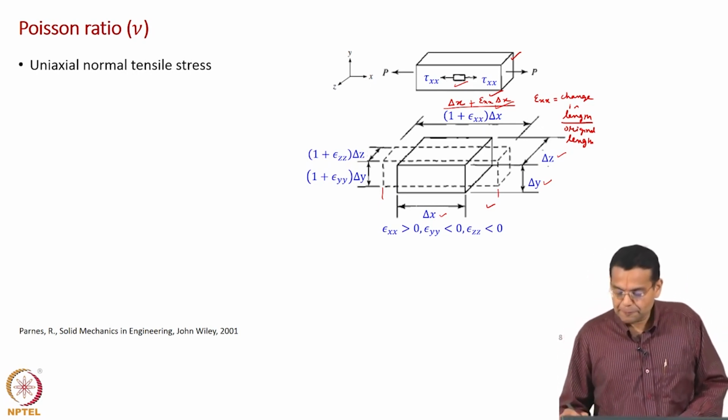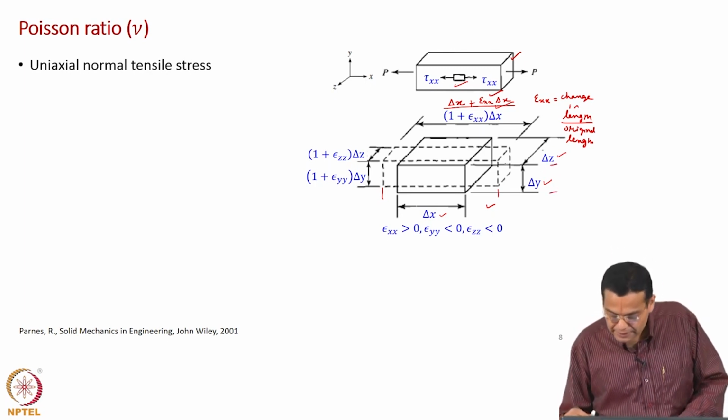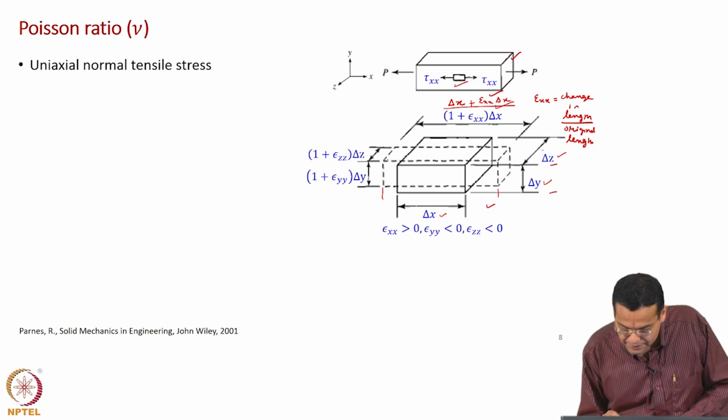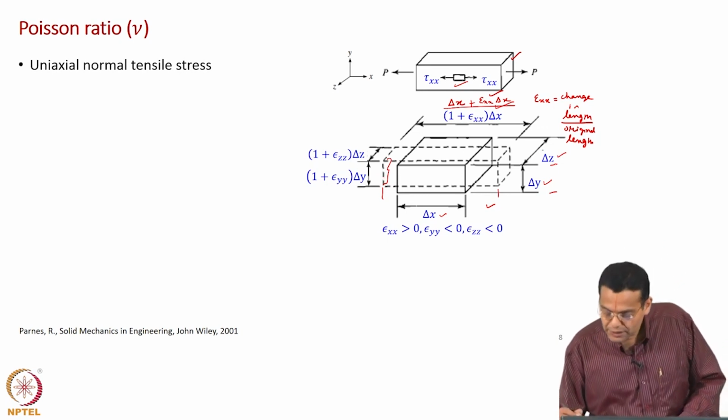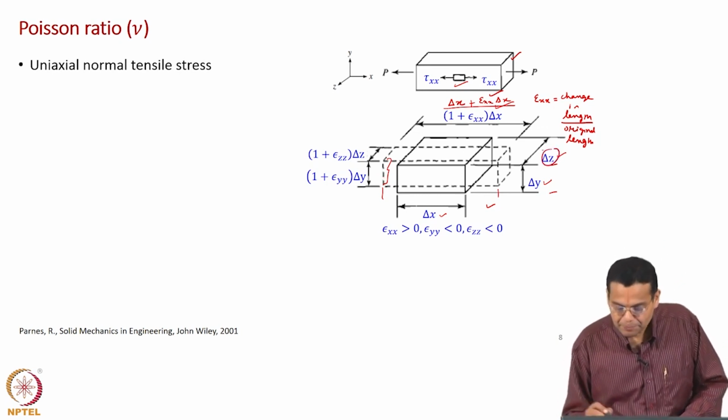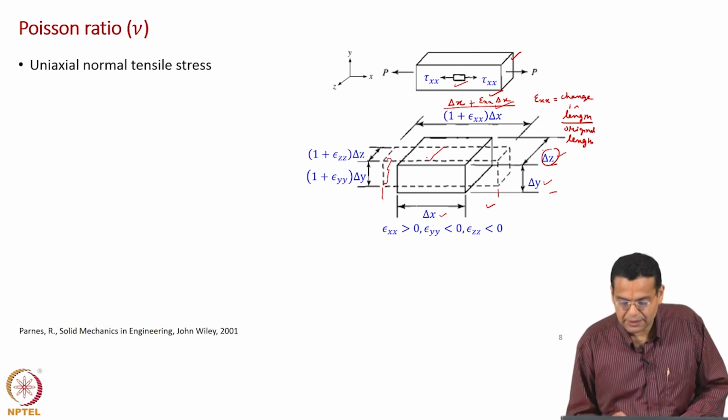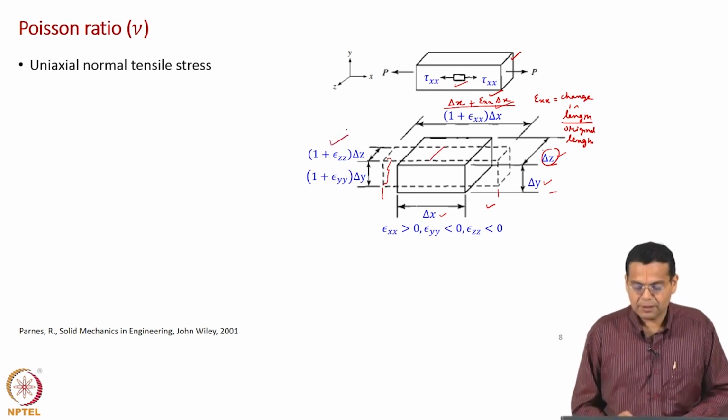If you look at the height, the original height was delta y, and that has become 1 plus epsilon y y into delta y. Coming to the width, the original width was delta z, and the new width is 1 plus epsilon z z into delta z. These have been written similar to what I have explained here.